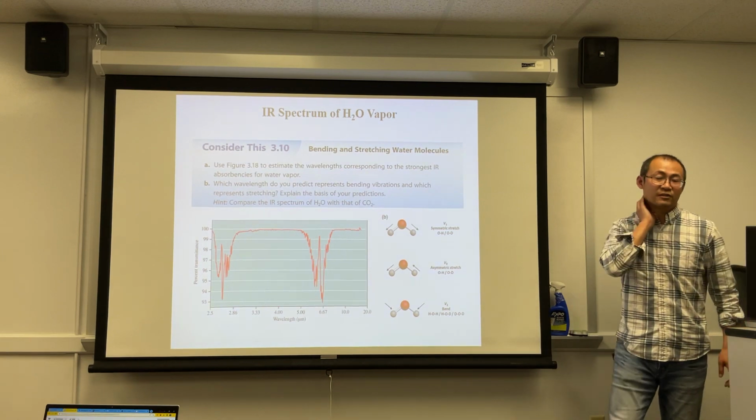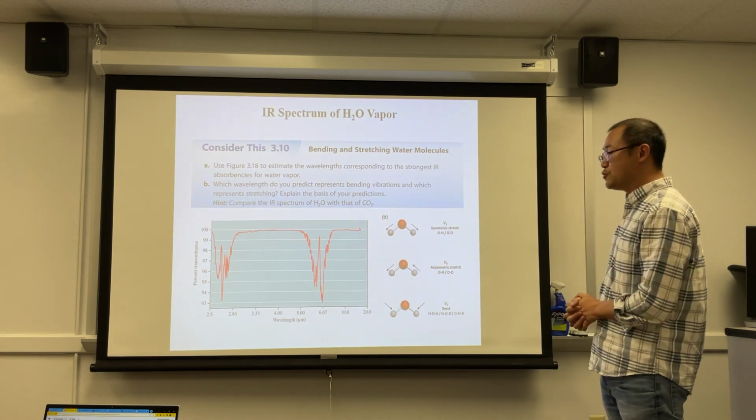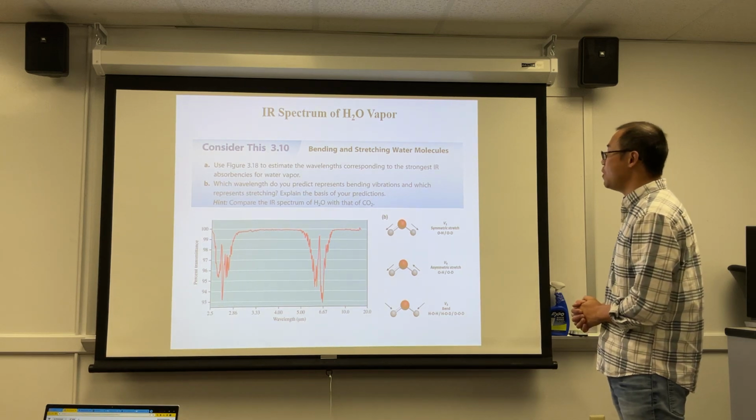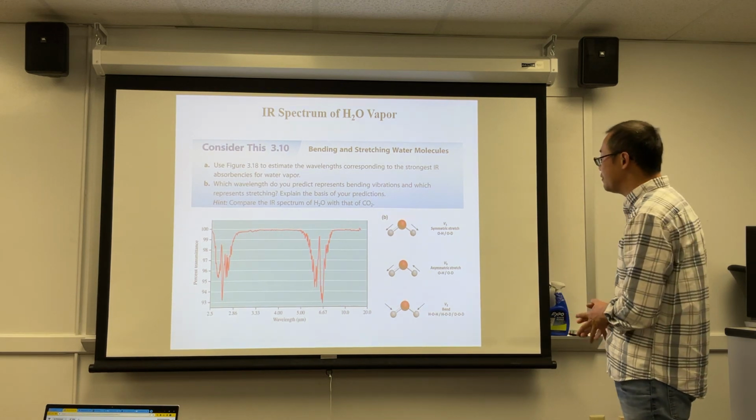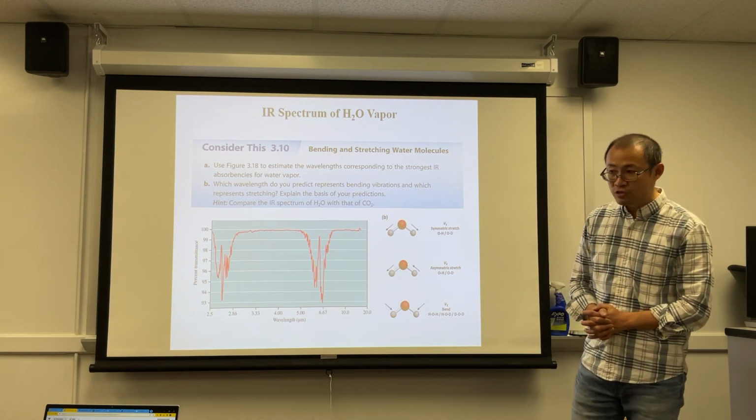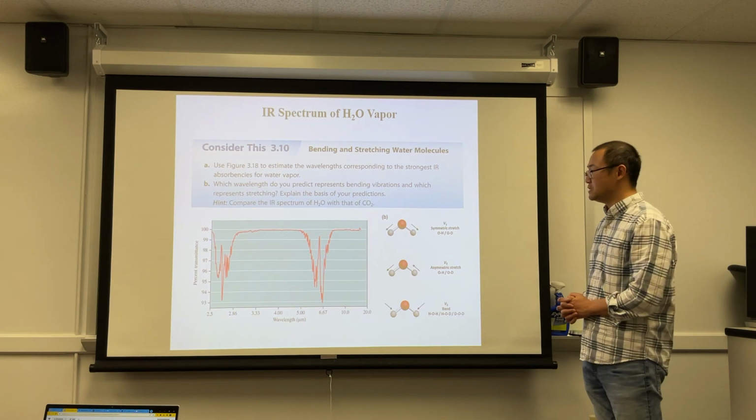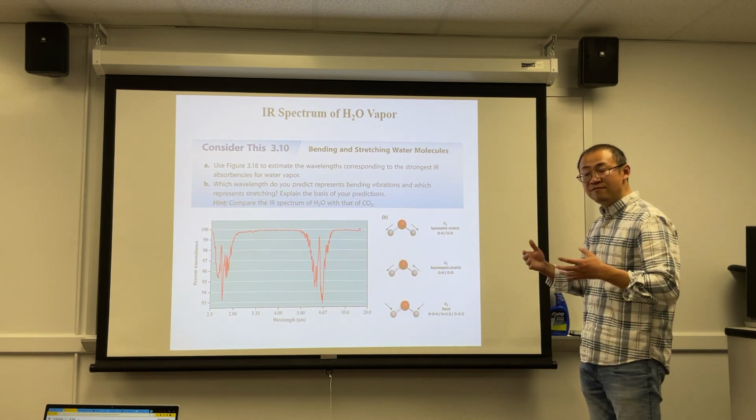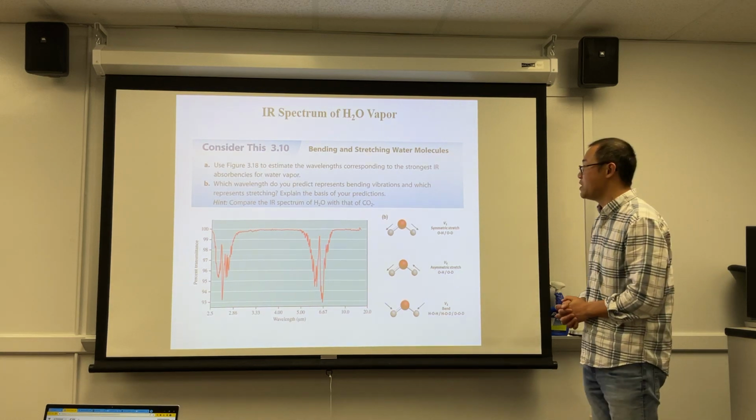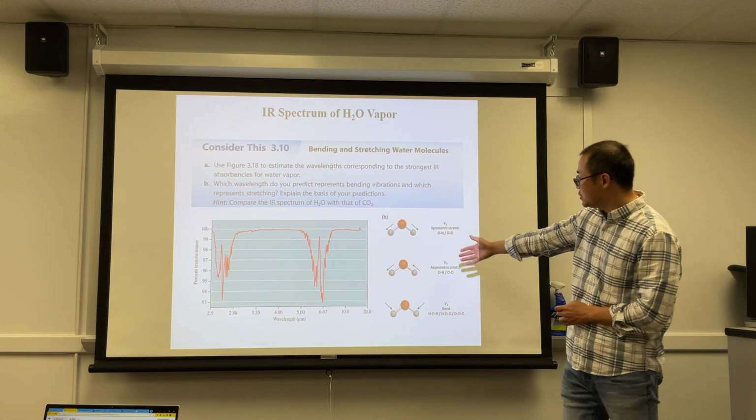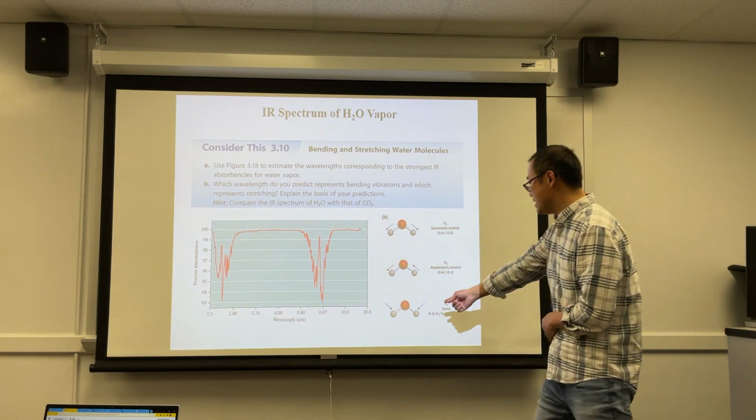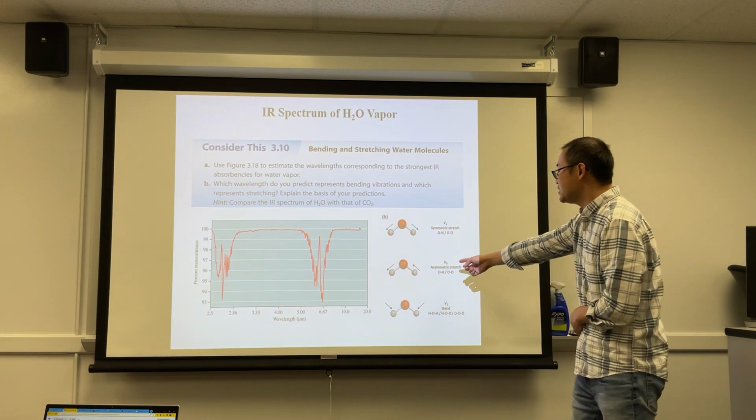Now, the next picture shows you the IR absorption, or IR spectrum, of water vapor. Like we mentioned earlier in this chapter, water vapor and carbon dioxide are the two most important greenhouse gases. So water plays a very important role in absorbing IR radiation from the sun and also from the earth. As you can see here, these are the different types of vibration for water. This is the bending vibration. This is the asymmetrical stretch.